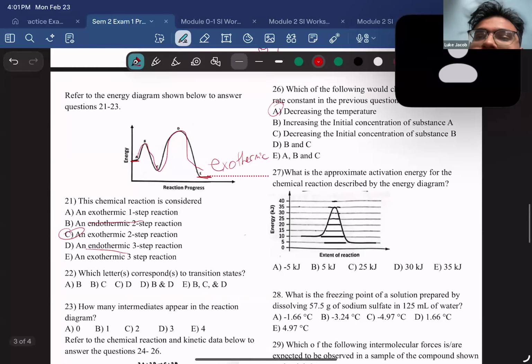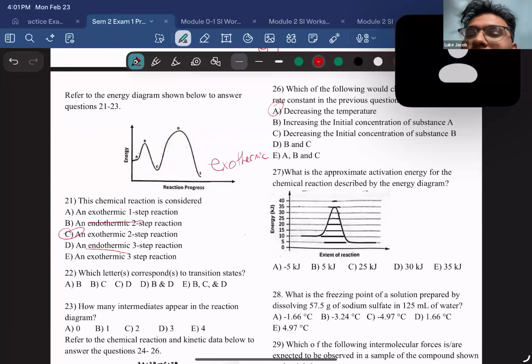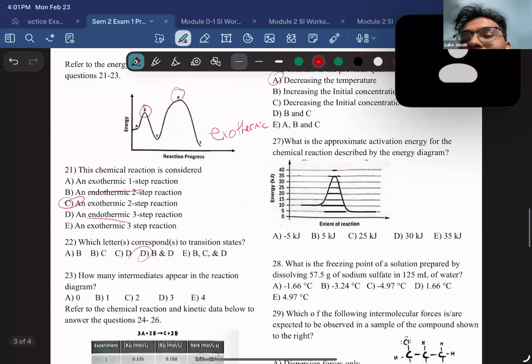Okay. What letter refers to the transition states? That would be B and D, right? These are the tops of the hill. Okay. How many intermediates appear in the reaction? There is only one, and that's C. Okay. This is reactants and this is products.